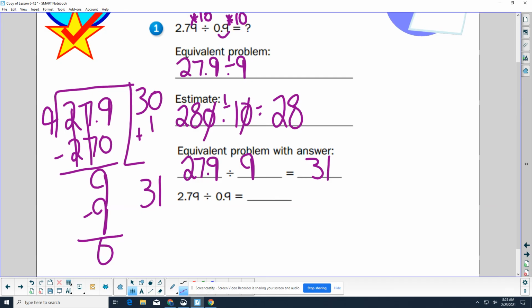And look at my estimate. I said my estimate should be around 28. And so I ended up with 31. So where would I place the decimal there? I could say 31 decimal 0, or I could simply just put 31. Because we know 31, our decimal, if we put it between the 3 and the 1, that wouldn't make sense because our estimate was about 28.